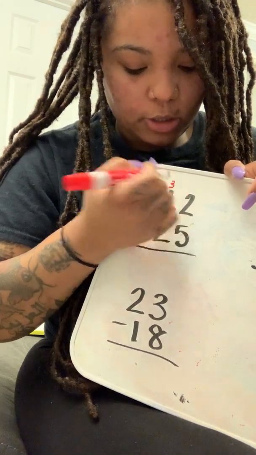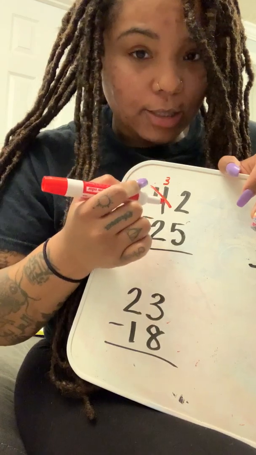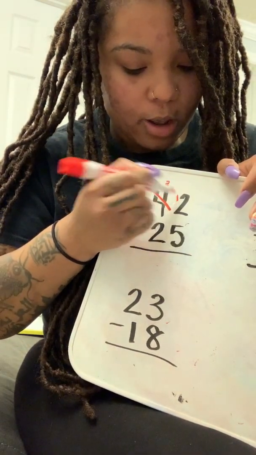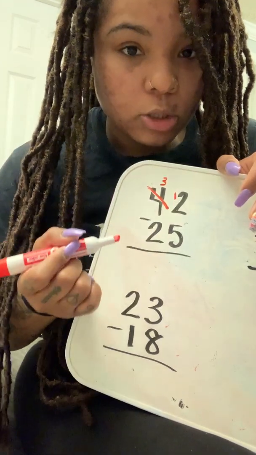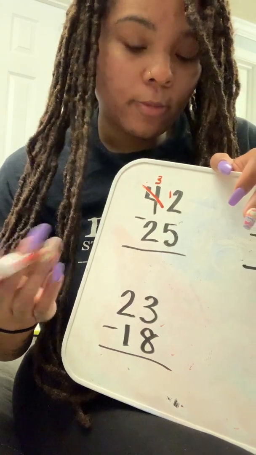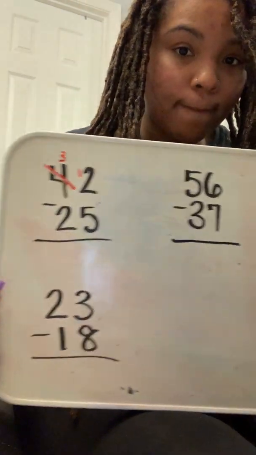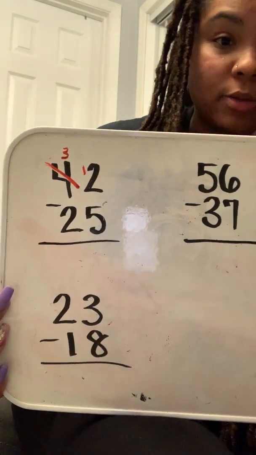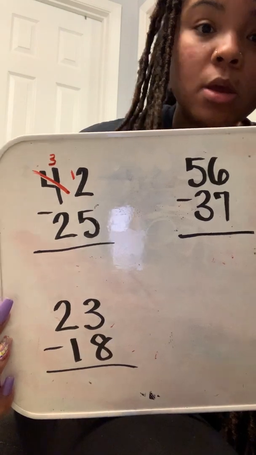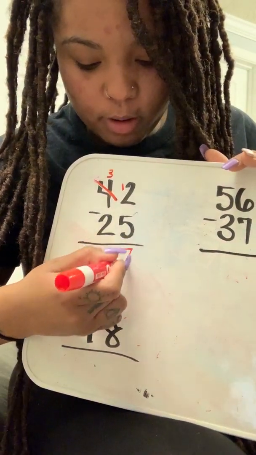So I'm going to turn this into a 3. So this is no longer 4. This is a 3. And since I borrowed 1, I only borrowed 1. Put my 1 right here. And this number now becomes 12. Okay? So now I can subtract. Now I can do 12 minus 5. What is 12 minus 5? Yes, 7. 12 minus 5 is 7.